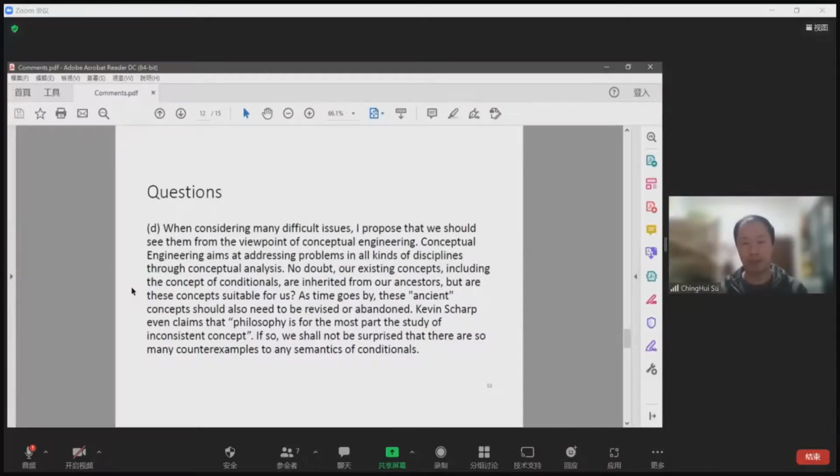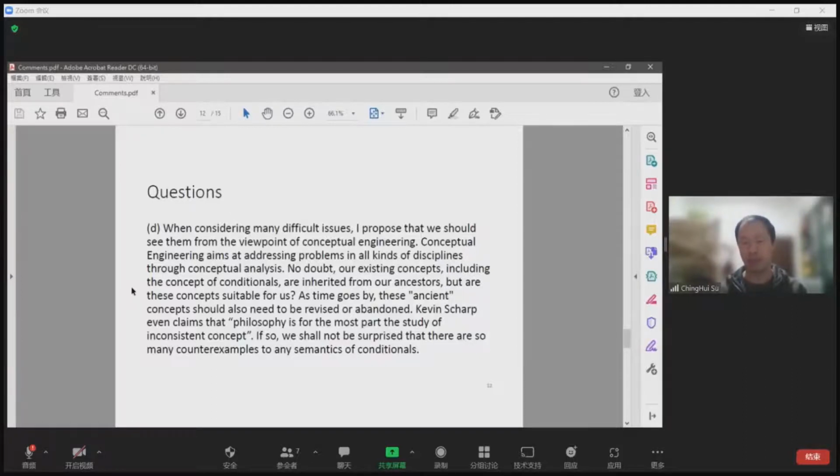The final question is, when considering many difficult issues, I propose that we should learn from the viewpoint of conceptual engineering. Conceptual engineering aims at addressing problems in all kinds of disciplines through conceptual analysis. No doubt our existing concepts, including the concept of conditionals, are inherited from our ancestors. But are these concepts suitable for us? As time goes by, these ancient concepts may need to be revised or abandoned.